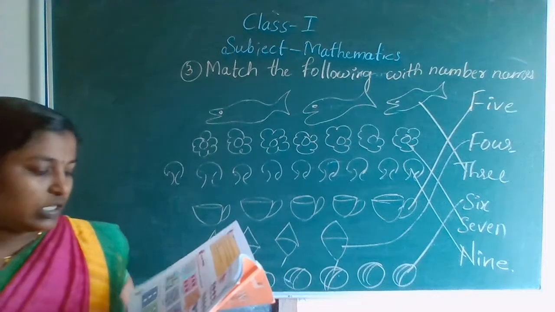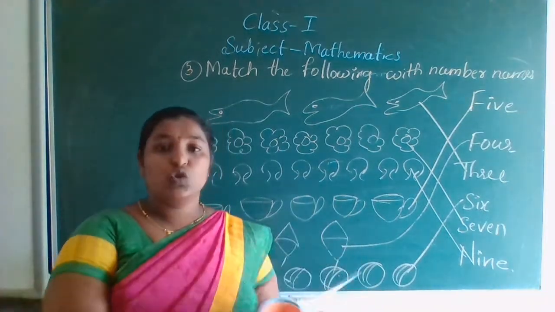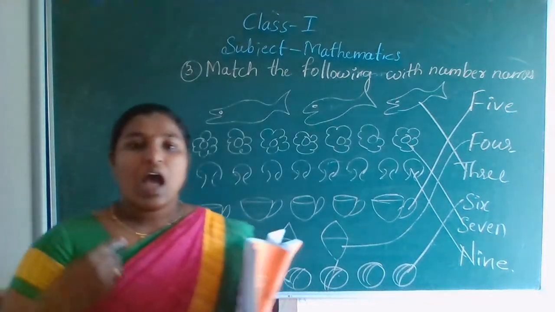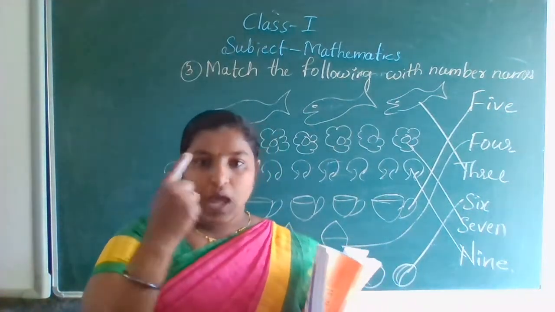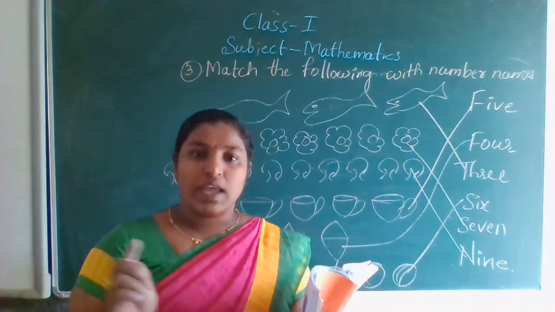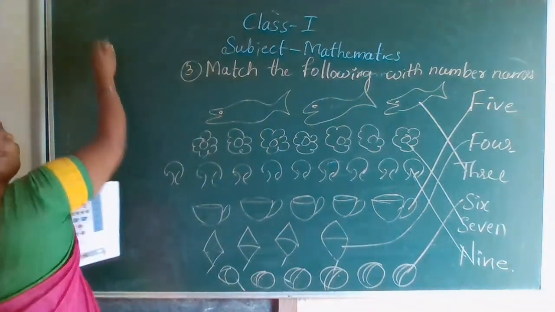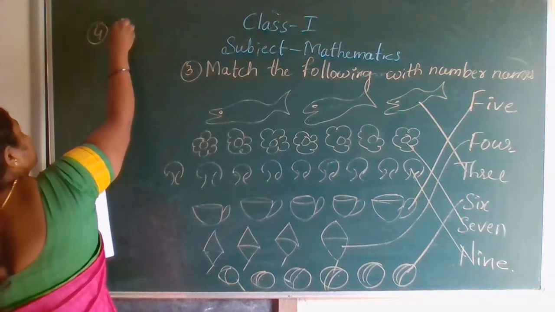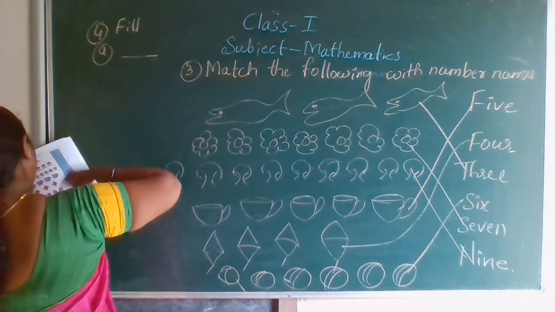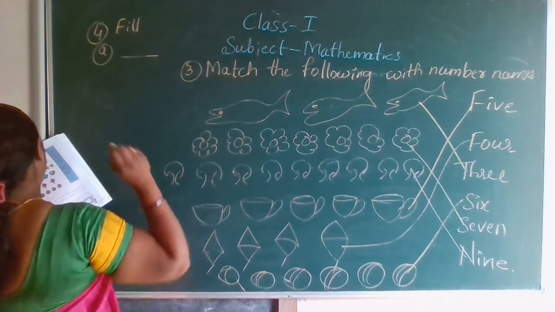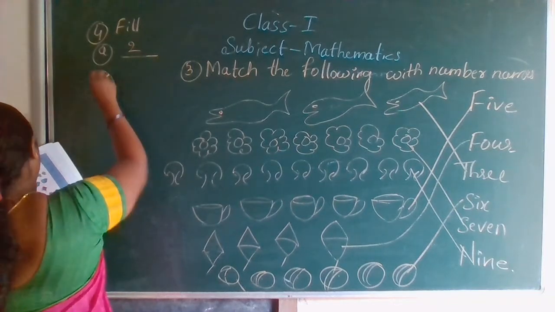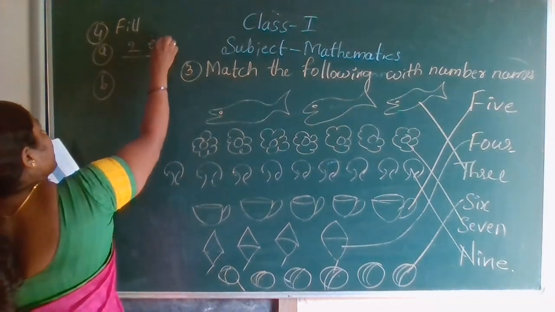Fill in the blanks. A. How many eyes do you have? I have 2 eyes. Yes, every human being has 2 eyes. So the answer is 2. Fill in the blanks. A. In the blank you should write 2. Then B. You can write 2 eyes.